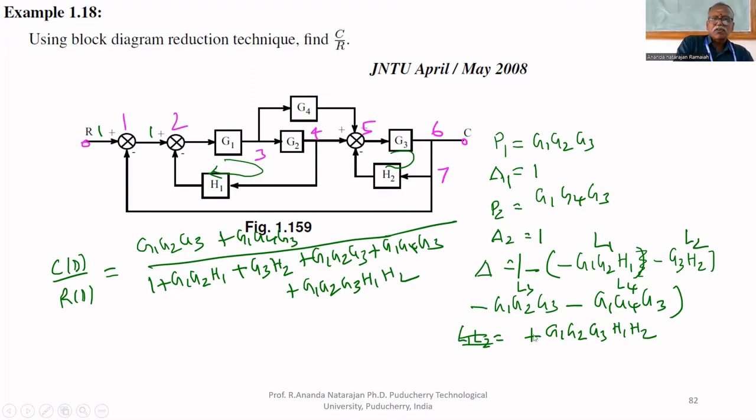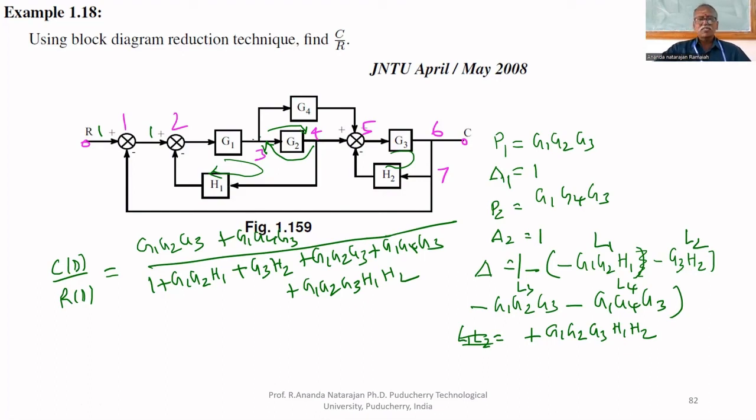So this we have to move. If we move 4 to 3, or 3 to 4, you can do as you wish. If you move 3 to 4, what will happen? G2 is not there, therefore you will get G4 by G2. If you move 4 to 3, what will you get? G2 is excluded, that's why H1 will be multiplied by G2. That's all, anything you can do.